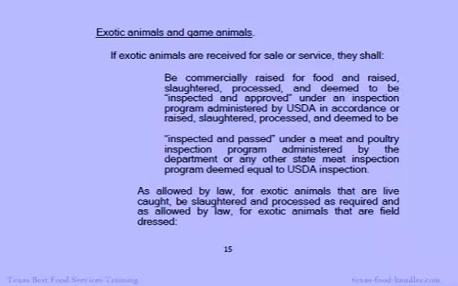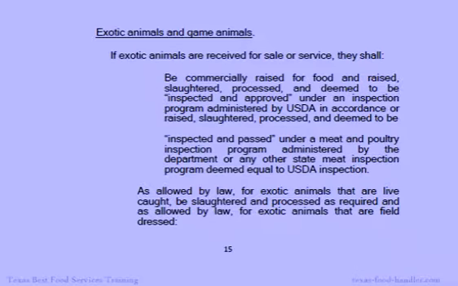Exotic animals and game animals. If exotic animals are received for sale or service, they shall be commercially raised for food and raised, slaughtered, processed, and deemed to be inspected and approved under an inspection program administered by USDA in accordance with law, or raised, slaughtered, processed, and deemed to be inspected and passed under a meat and poultry inspection program administered by the department or any other state meat inspection program deemed equal to USDA inspection.